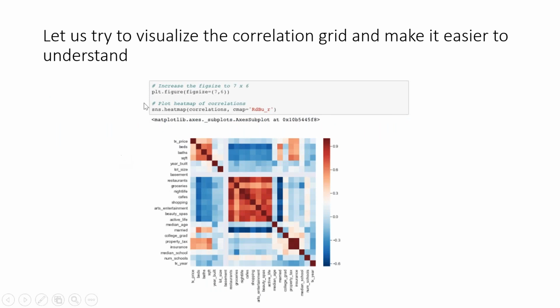The first one is plt.figure, and in that I'm controlling the figsize, and I'm giving a tuple 7,6. If you want to increase the size, you can, but as you increase, alignments will go bad. So don't increase it in a big way. Here I passed the figsize argument a tuple 7,6. This is the size of the visualization.